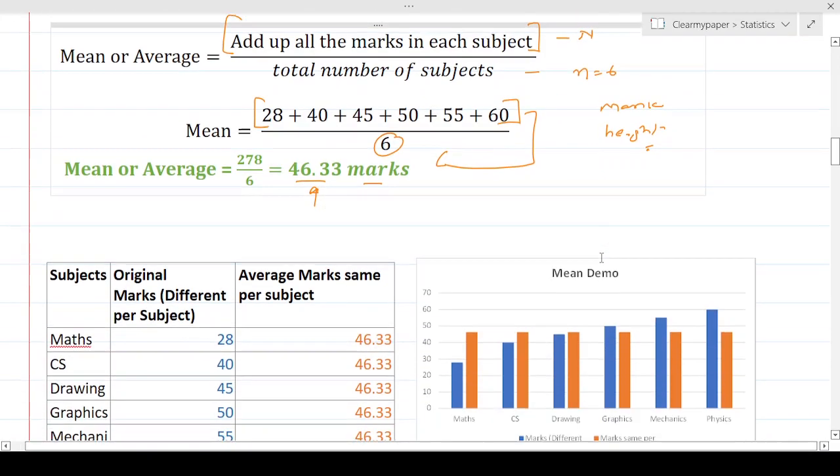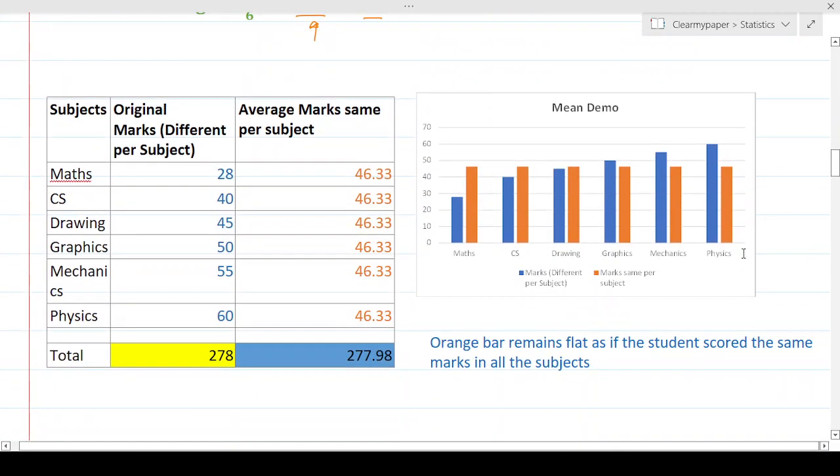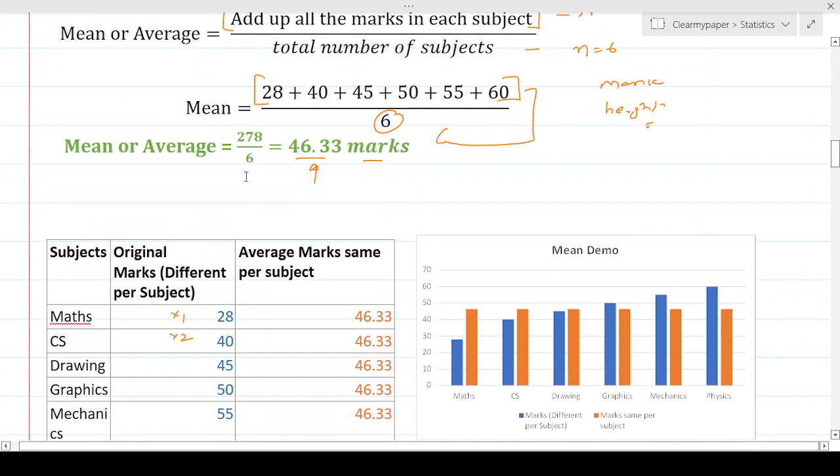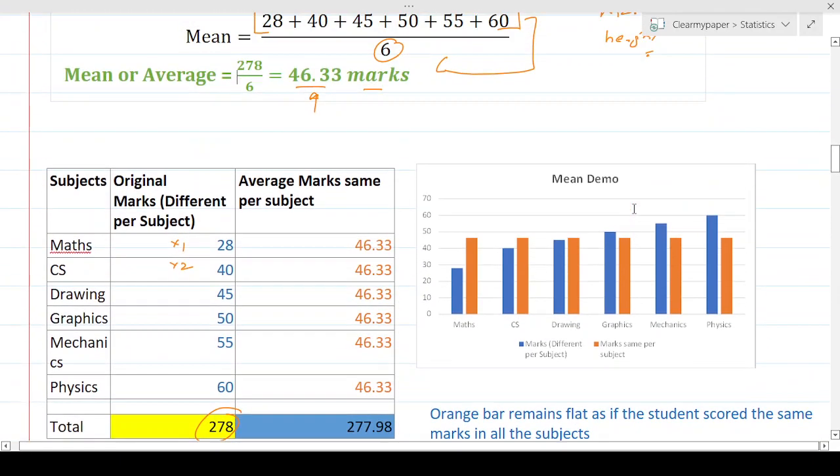But what does it mean from a perspective? I've again put that in a perspective just to logically close and cement this understanding in your head. So we had these marks for the student, x1, x2 and x3. We got the total as 278. This was the numerator which we used right over here.